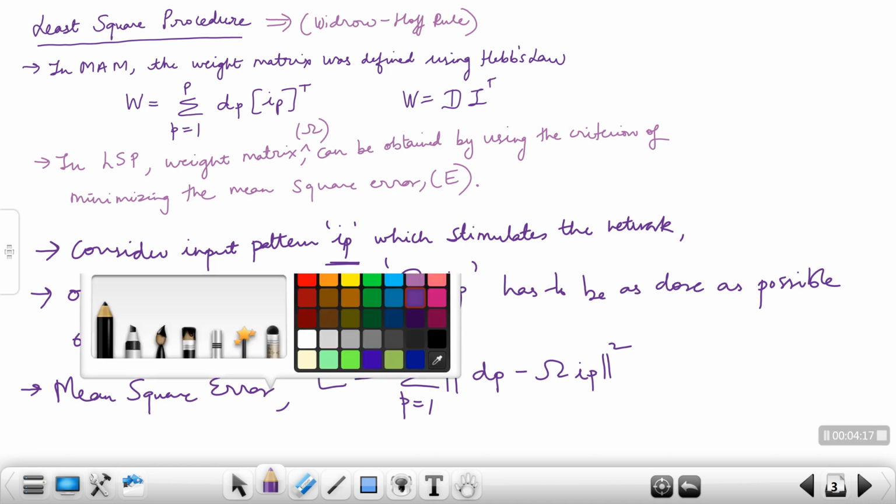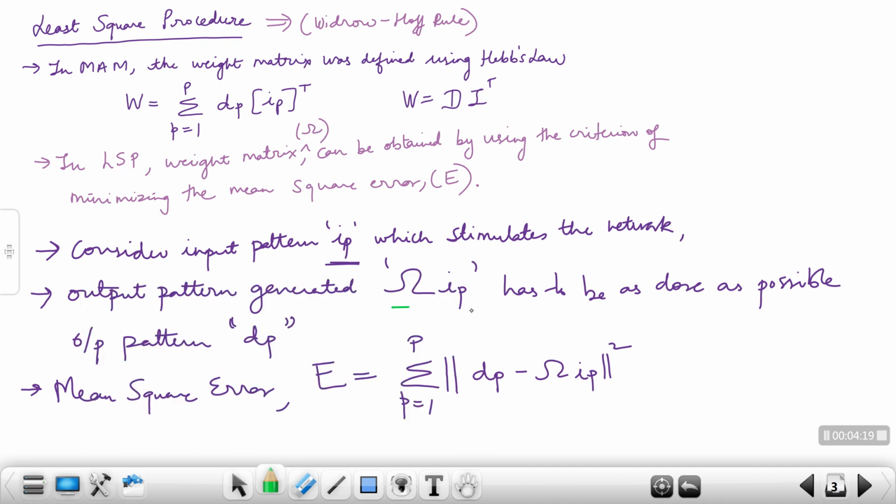What I said is that this output, which I have indicated as omega times IP, has to be close to dP. If both are the same, then the error will be 0. But if it is not the same, then there will be some error. This error has to be made as minimum as possible.